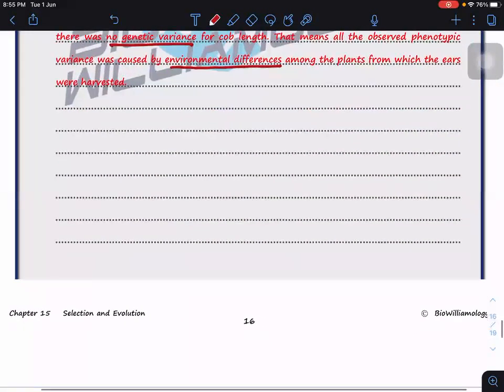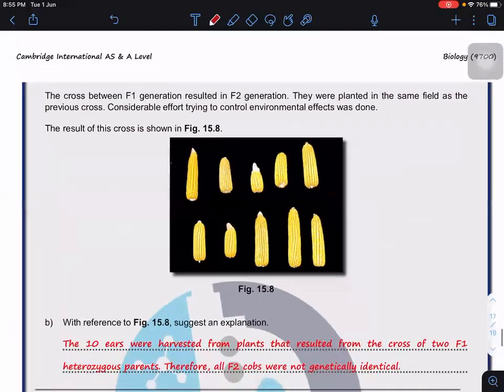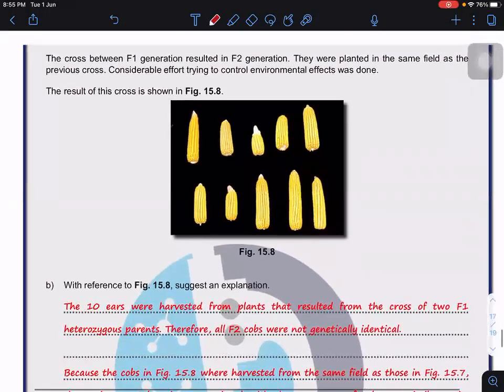Now, what I'm going to do here for a second experiment is cross the F1 generation, resulting in the F2 generation. They were planted in the same field as the previous one. So it means the environmental factor we try to control, so that the previous experiment and this experiment will be the same. But now you realize that the coat lengths are even more varied. Got a long one, short one.